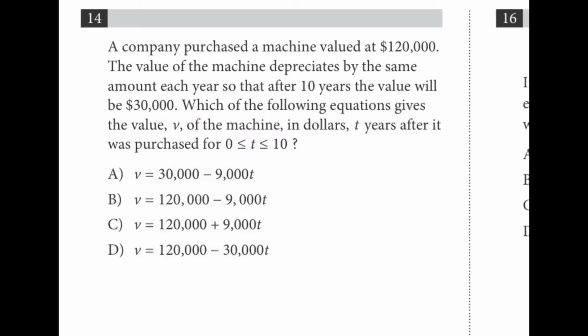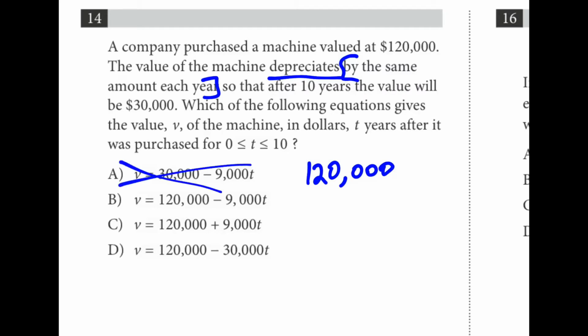14 is a linear problem masquerading as an exponential problem, because we often see this word depreciates with exponential growth or decay. But since it's depreciating by the same amount each year, there's a slope. It's linear. So if our starting value is 120,000, we can rule out A right away. And it has to be one of these that has 120,000 as a starting value. So then we have to figure out the slope. Well, it's depreciating, so it's going down. So we can rule out C. And then it's just a matter of figuring out which is the correct slope, negative 9,000 or negative 30,000.